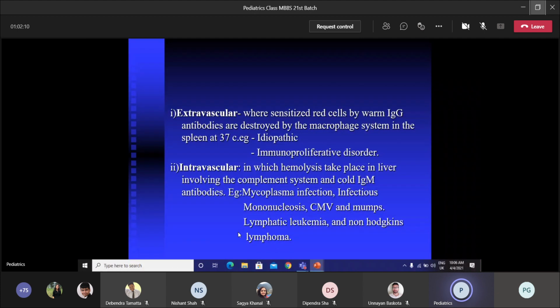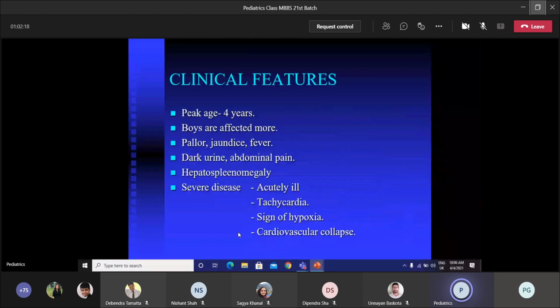Clinically, the peak age of incidence is around 4 years of age. Boys are affected more, and the cause is unknown. Clinically you can see the child is pale due to anemia, icteric due to jaundice, and the child may have fever, dark-colored urine, and abdominal pain. On examination there will be hepatosplenomegaly.